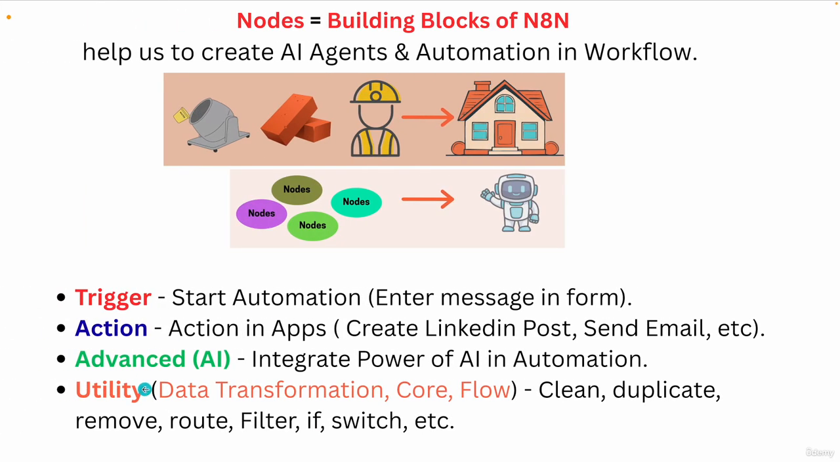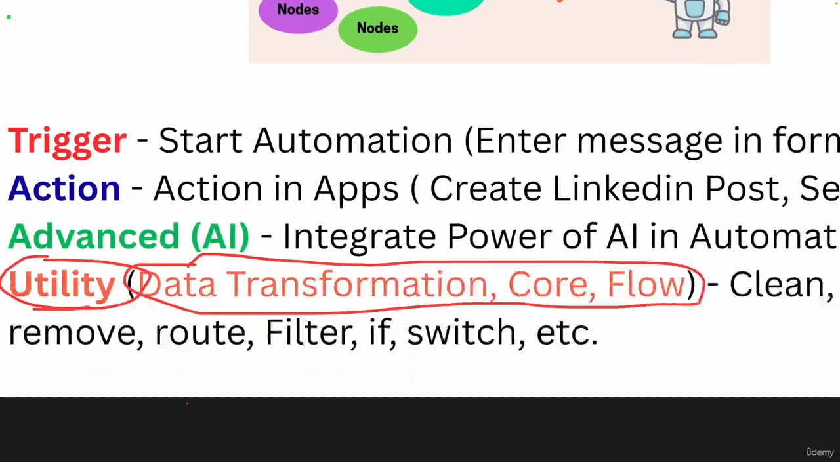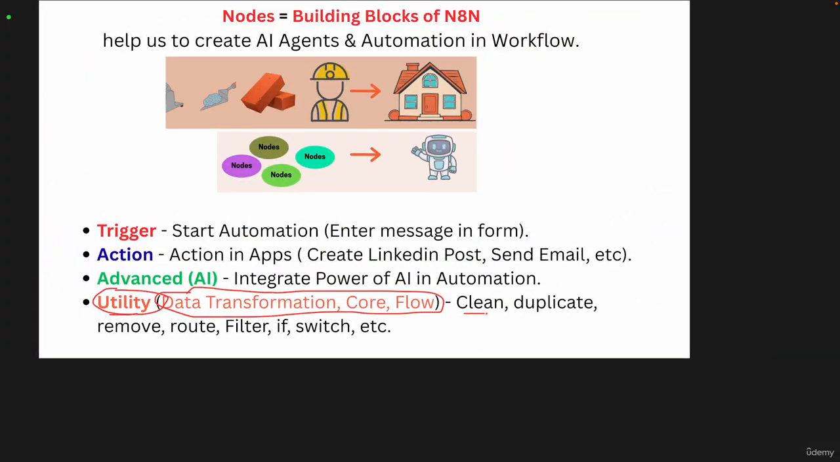And similarly we have the utility node. Now focus here, utility node is the combination of data transformation, core, and flow. These three together combine to create utility node. So utility node is helpful when we want to play with the data. Let's say clean the data, duplicate the data, switch the data, filter the data, route the data, remove data. So whenever we want to play with the data, then we use the utility node.